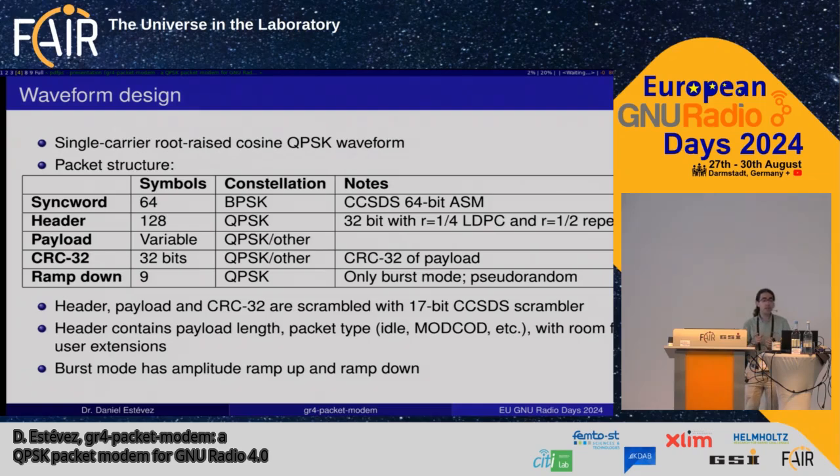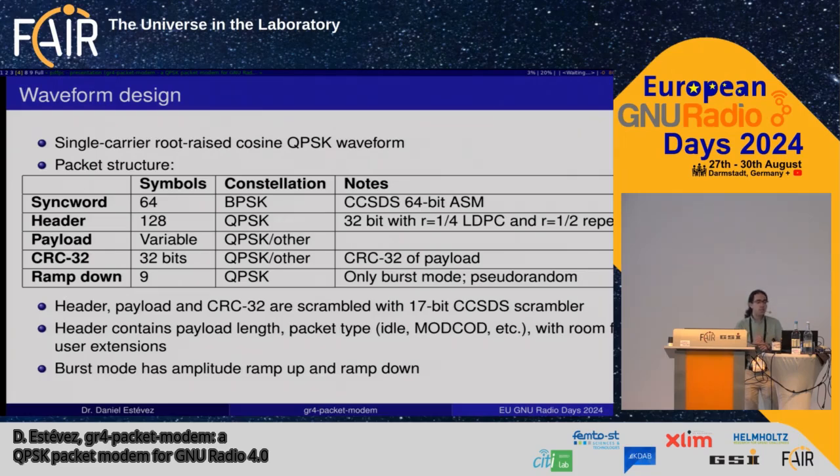Then there is a header. The header has 32 bits of information. The most important thing in there is 16 bits indicating the packet length. And then there is provision for modulation and coding packet types. So if you want to extend the header, you have room in there to say, I have this mod code, I have these different packet types. You could have virtual channels, whatever you can dream of.